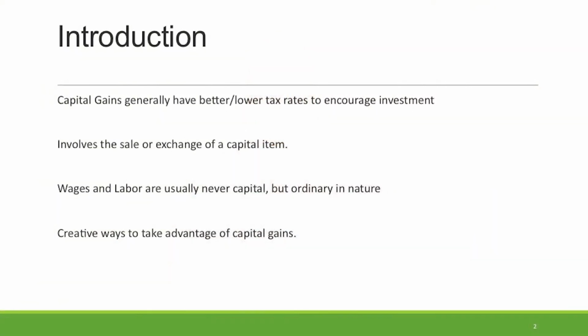Wages and labor are usually never capital items. Wages are always ordinary for the most part. And what are wages? W-2 income, right? 1099 income, that's what we consider wages. There are some extremely creative ways, though, to take advantage of capital gains. We're going to talk about that in today's presentation, and you'll see that as well.